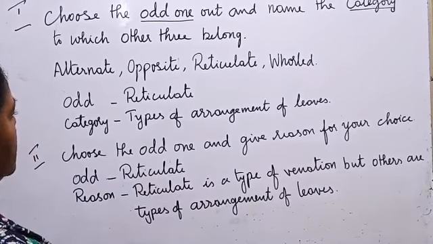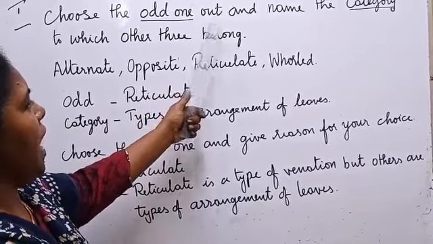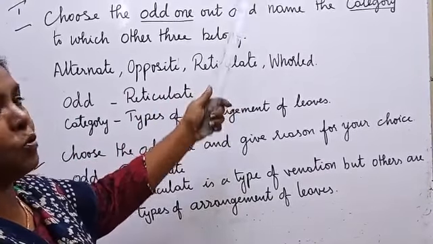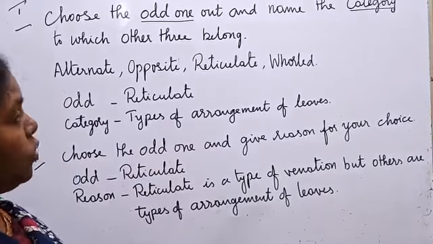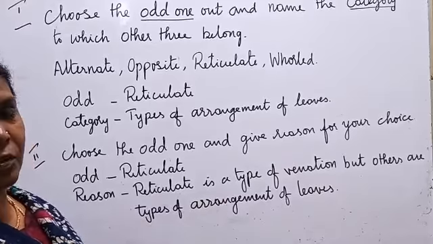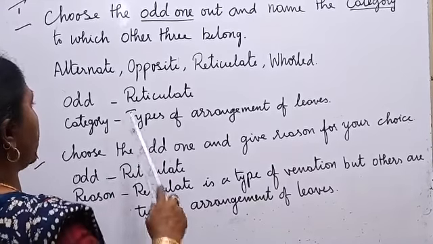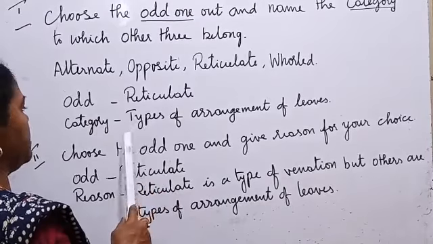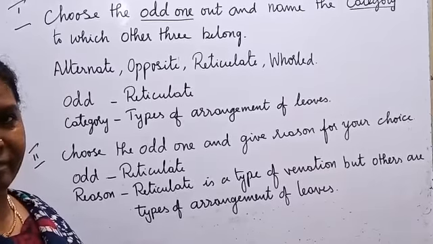Suppose sometimes they will ask, choose the odd one out and name the category to which it belongs. So you must read the question twice. To which it belongs, the odd one belongs. So that time what do you write? Odd one, reticulate, category, type of venation.